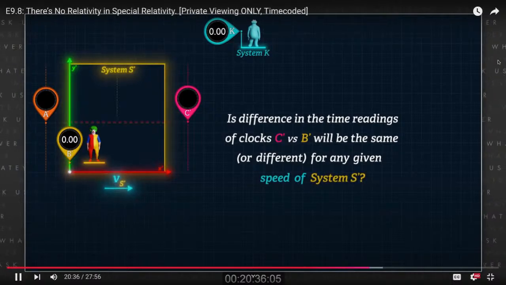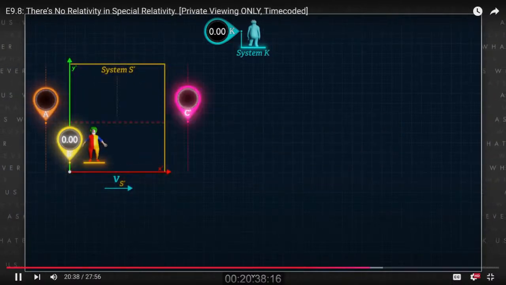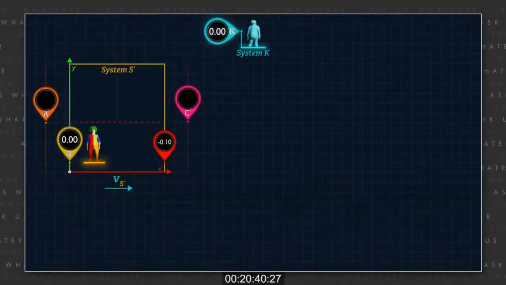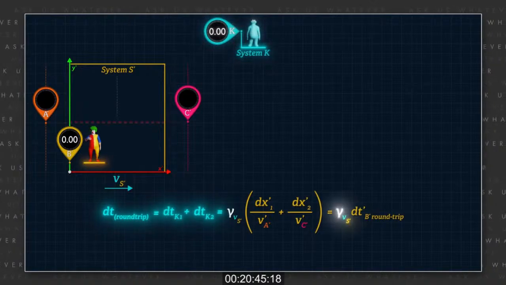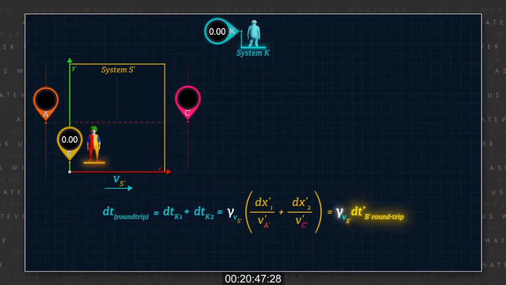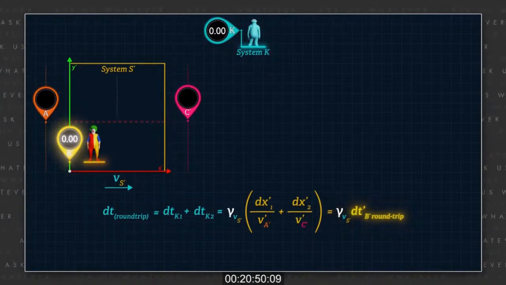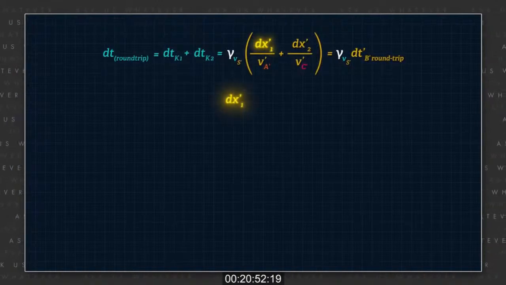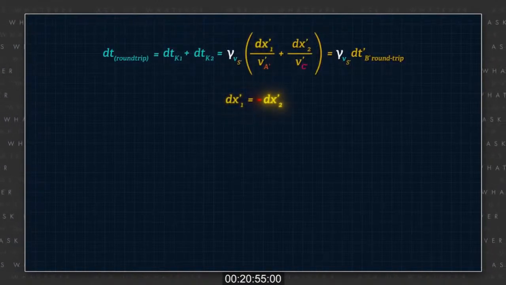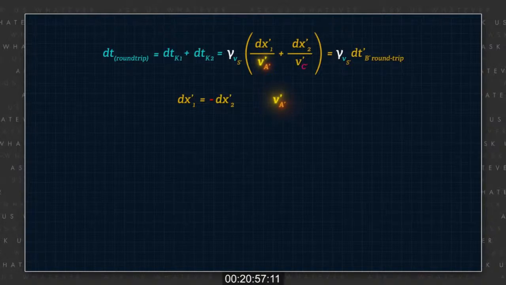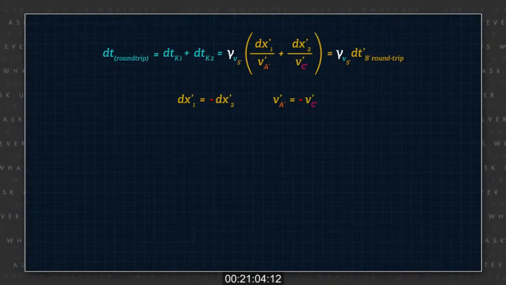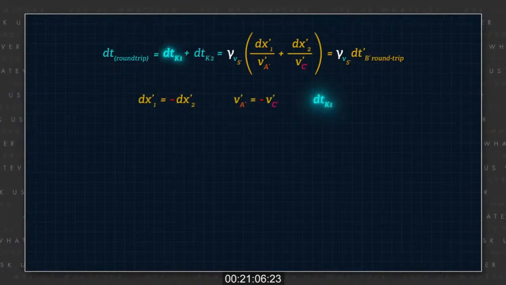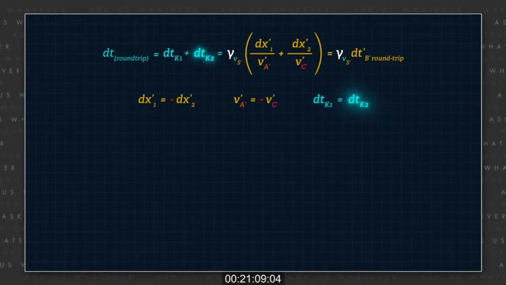So we need to solve for the readings on clocks A prime, B prime, C prime, and K. When clock offset is not used, the formula for time in system K is gamma sub V sub S prime times the round trip time elapsed on clock B prime. And since dx prime sub 1 is equal to negative dx prime sub 2, and v prime sub A prime is equal to negative v prime sub C prime, each leg of the trip is of equal duration in both systems K and S prime. And so dt sub K1 is equal to dt sub K2.